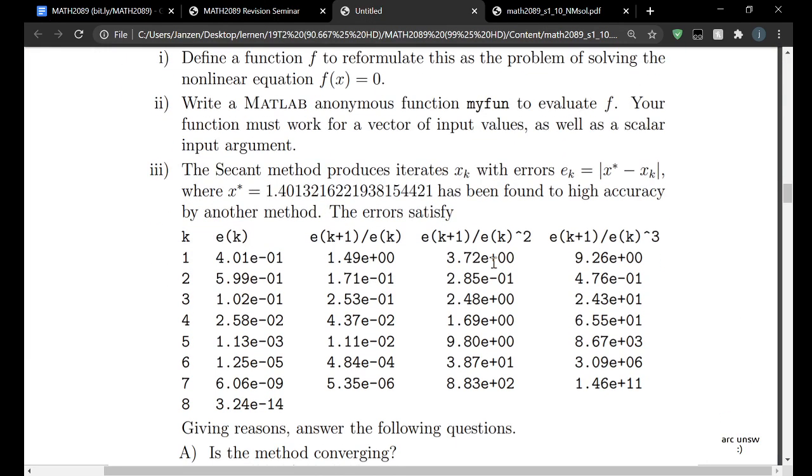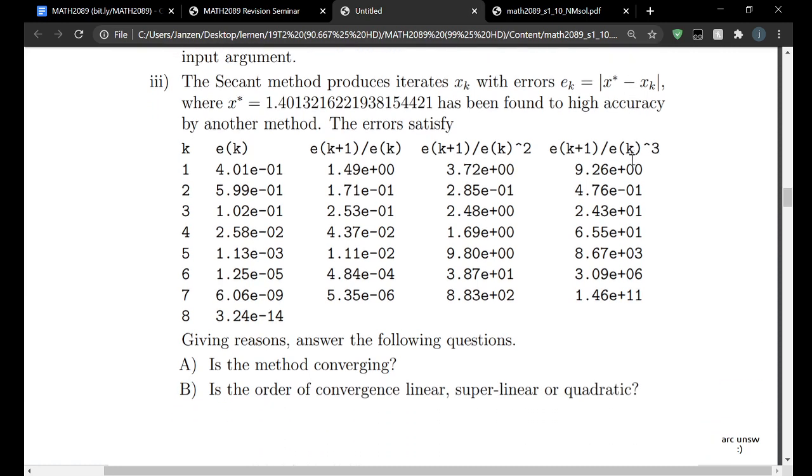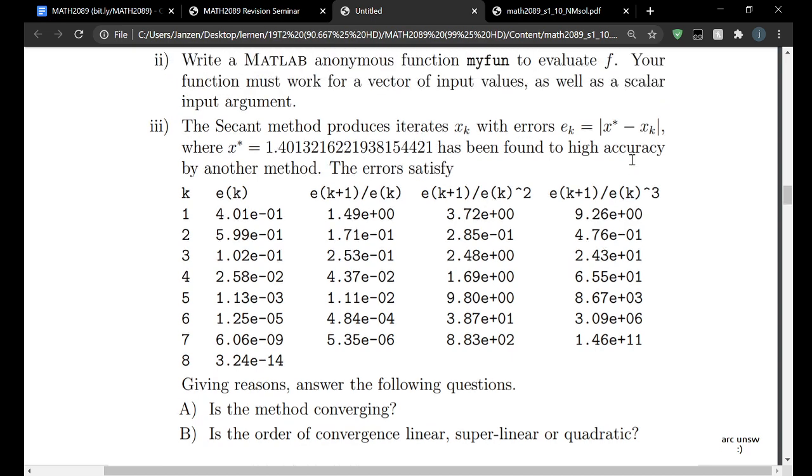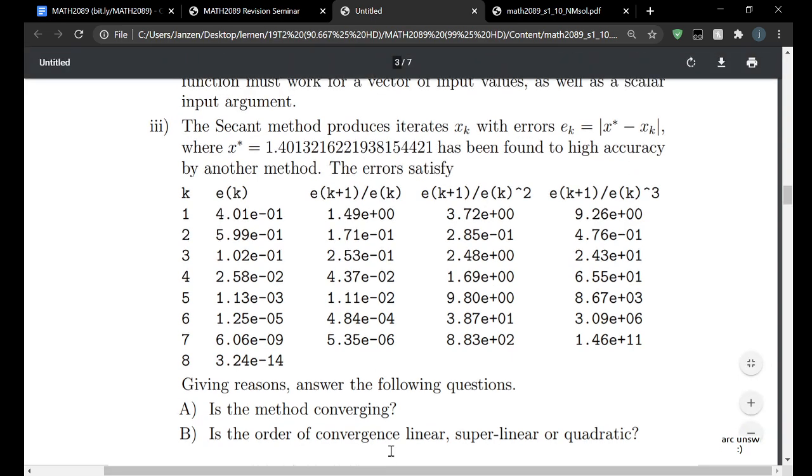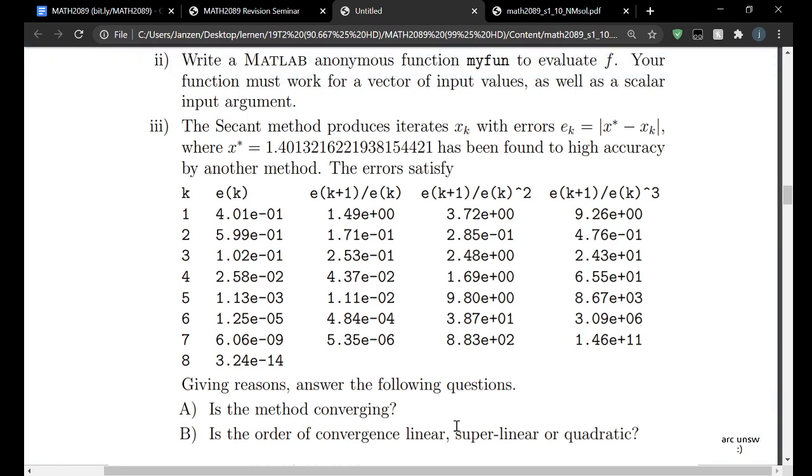So, secant method. These are the absolute values of the errors for the secant method. Is the method converging, and what is the order of convergence? Superlinear just refers to an order of convergence that is between linear and quadratic. For the secant method, it was around 1.618. So the order of convergence of the secant method is 1.618.